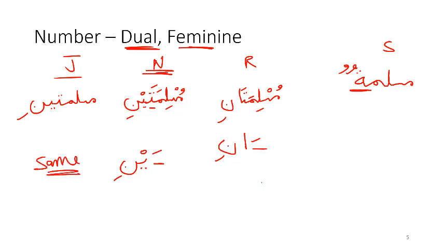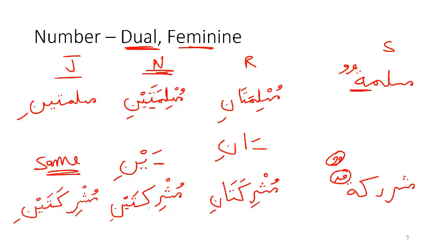So pause the video and come up with the rafa, nasab, jar for the dual of mushrikatun. And here notice sometimes I write the double dhamma like this and sometimes I write it like this. Both mean the same thing. So hopefully this is what you got. Mushrikatun is singular. The dual in rafa form is mushrikatani. The nasab is mushrikataini. And the jar also is mushrikataini.